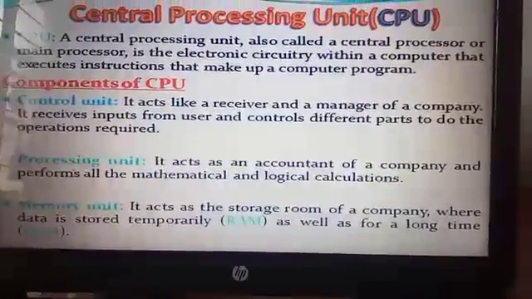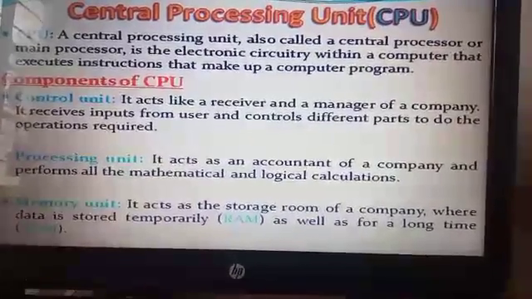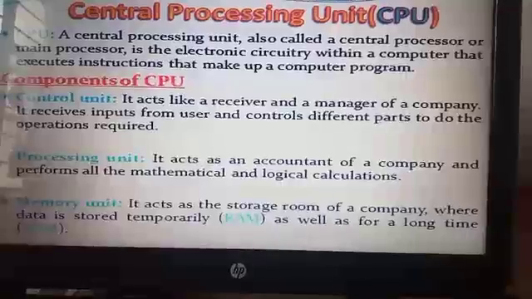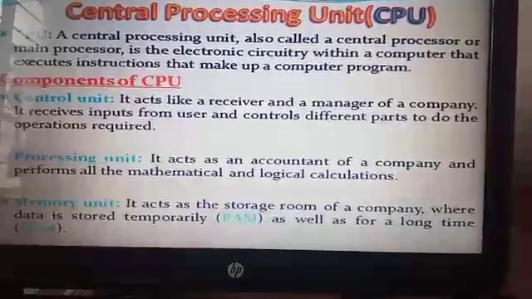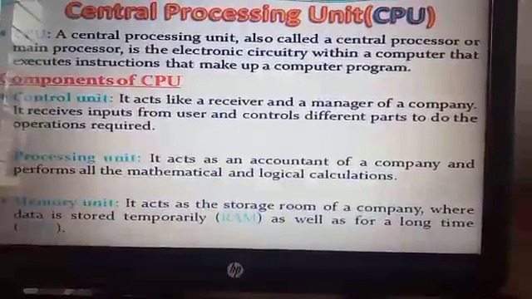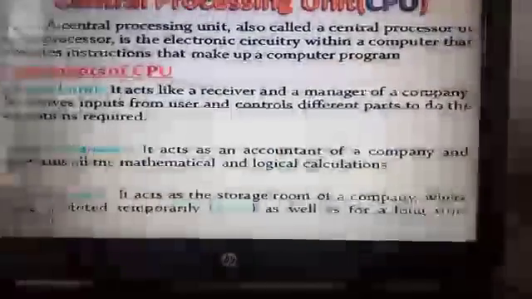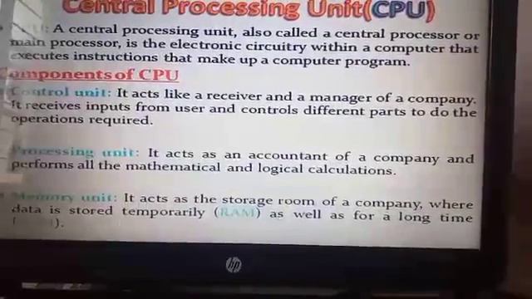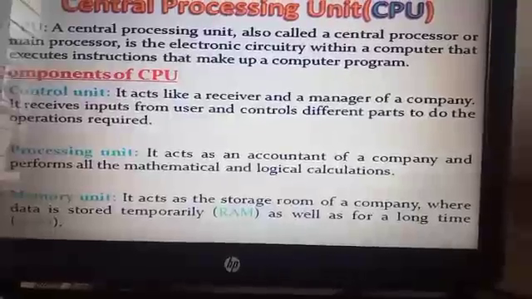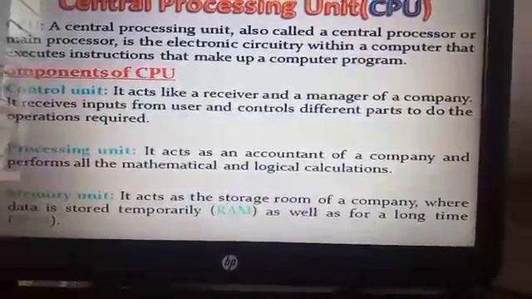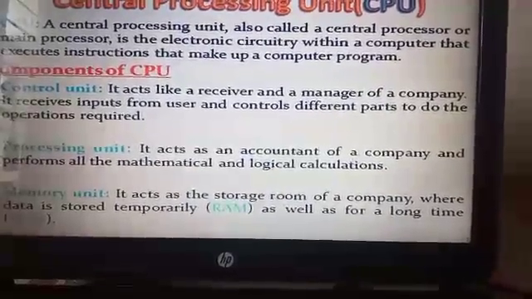The processing unit also calculates the mathematical and logical calculations. Next is memory unit. It acts as the storage room of a company where data is stored temporarily as well as for a long time. Students, memory is like a storage room, a storage of data.